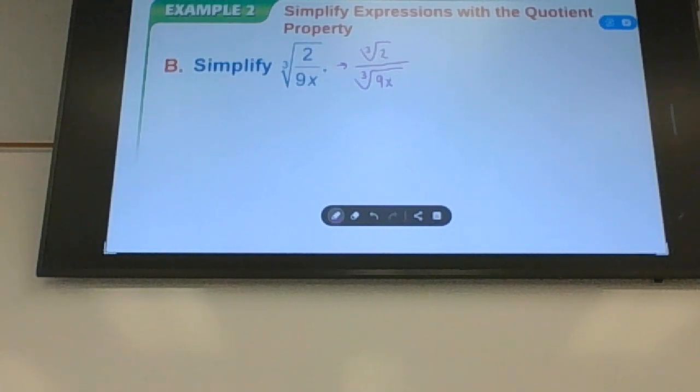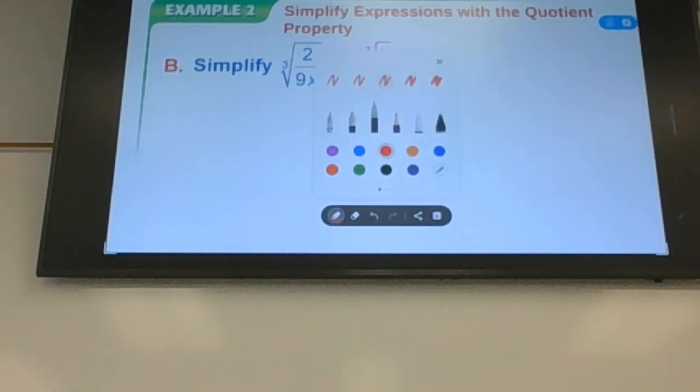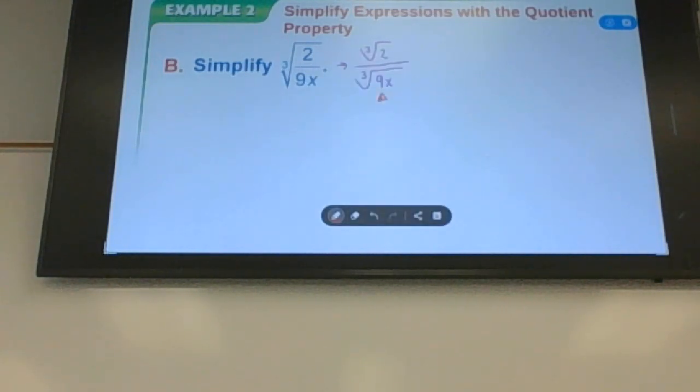Man, can you cube root 9? No, what can you cube root? 8? Whoa, did someone say 27? Man, we really need a perfect cube.